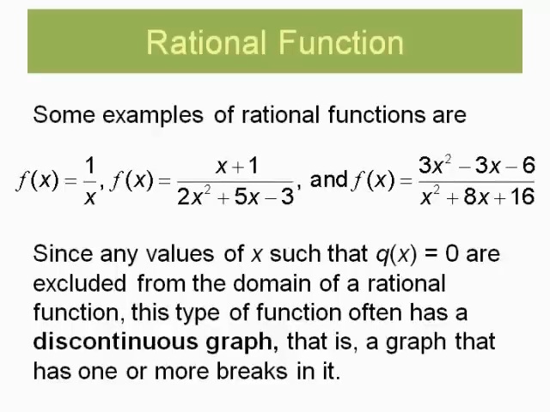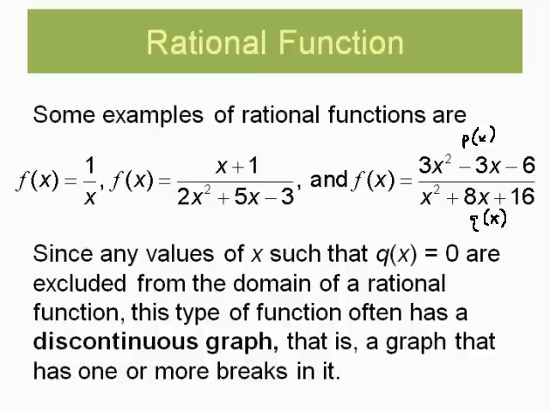And here are some examples of rational functions. Y, or f of x, equals 1 over x, which we're going to get to in a minute. Y equals x plus 1 over 2x squared plus 5x minus 3. So you've got the old p of x and q of x there. And f of x equals 3x squared minus 3x minus 6 over x squared plus 8x plus 16. So they may call this one over here p of x, divided by, they'll call this one q of x. So they're just polynomials.